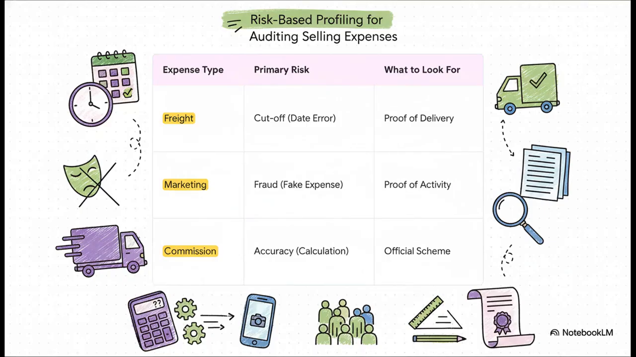For freight, your number one risk is cutoff, making sure the expense is in the right month or year. So what do you look for? A proof of delivery. Simple. But for marketing, the risk is fraud, a fake event, an invoice for nothing. You need proof of activity, like photos or event reports. And for commissions, the risk is that the math is wrong, so you need the official scheme document to recalculate it yourself. See? Three different risks, three completely different kinds of evidence.